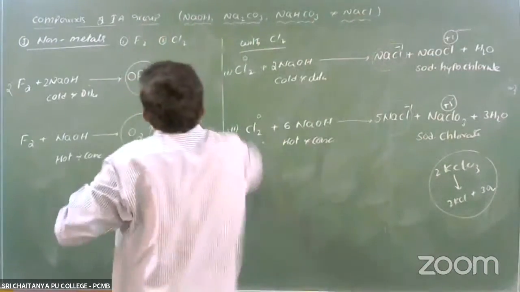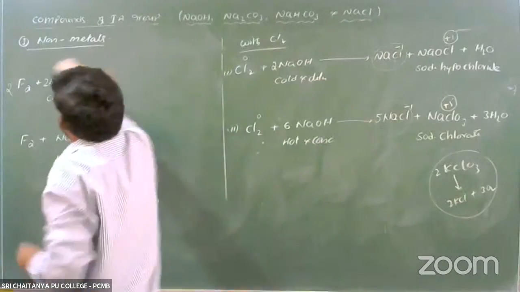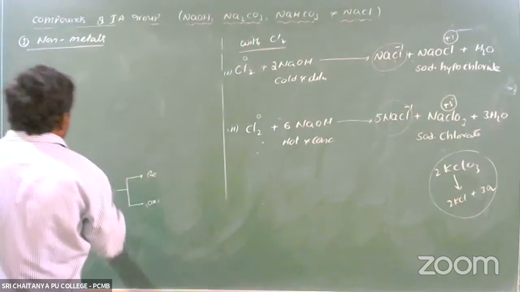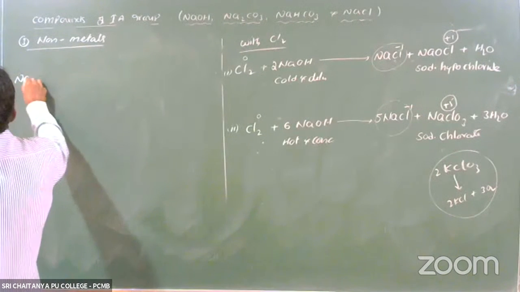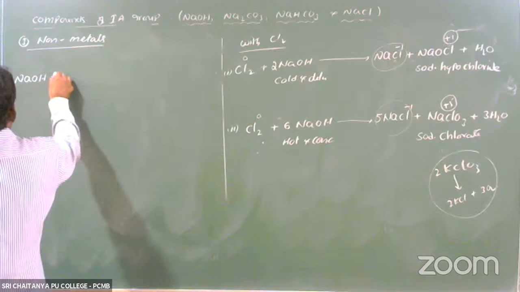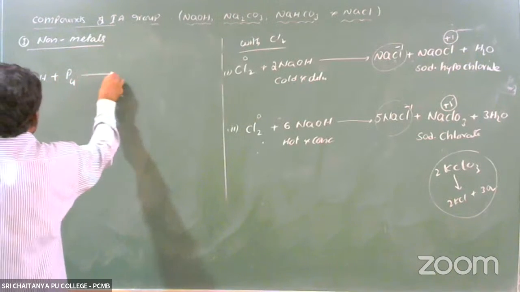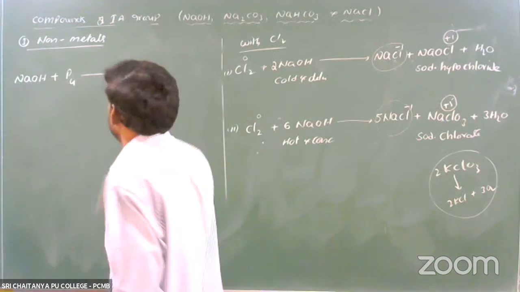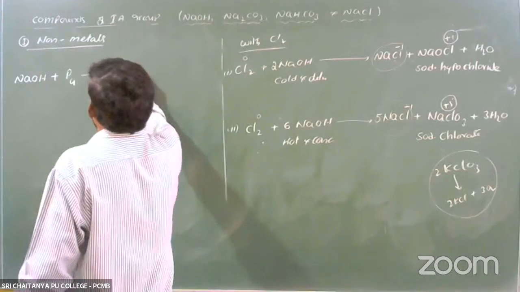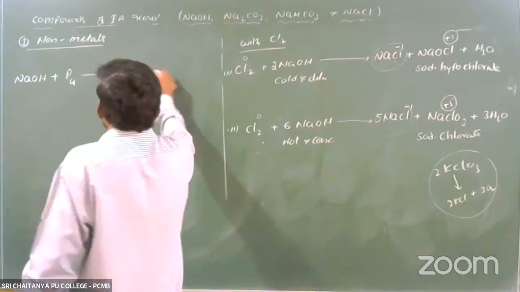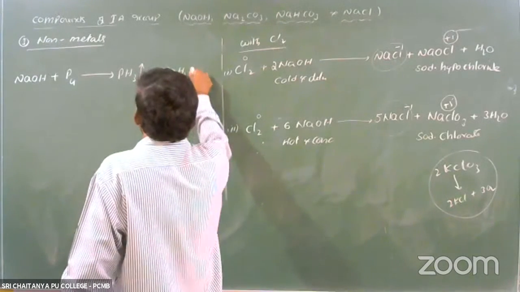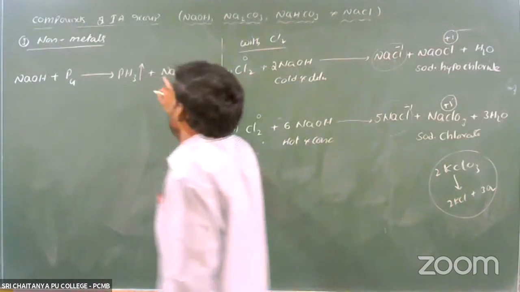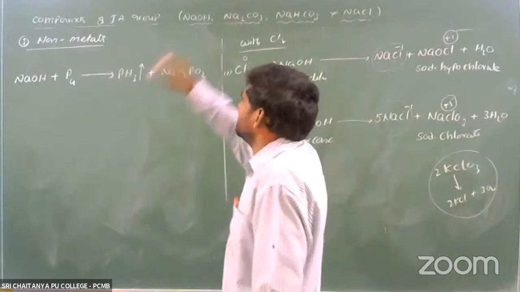The next property, next non-metal with phosphorus. So sodium hydroxide reacts with phosphorus is also a disproportionation reaction. Here the gas liberated is phosphine. Here the product formed is NaH2PO2. Sodium hypophosphite is formed.